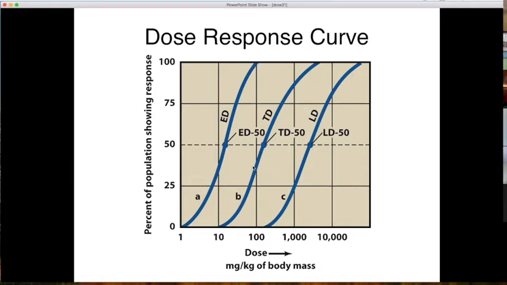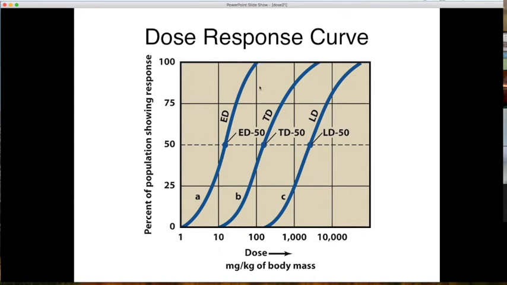Now, notice there is an overlap between ED and TD. TD stands for toxic dose. And toxic means I feel sick. So you can have somebody who takes medicine and says, yes, my headache went away, but now I have a stomach ache. It's a side effect, right? So side effects start to get reported at dosage 10. And by the time you get to 120 milligrams per kilogram, 50% of your population is reporting side effects.